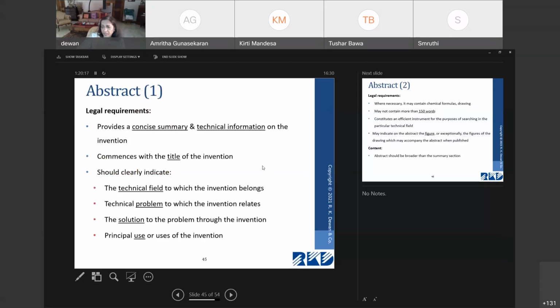Now the abstract, we'll go back to the abstract. We'll go to the final part of the specification. We are not dealing with claims today. We'll be dealing with claims tomorrow, and Dr. Diwan will be taking that up.